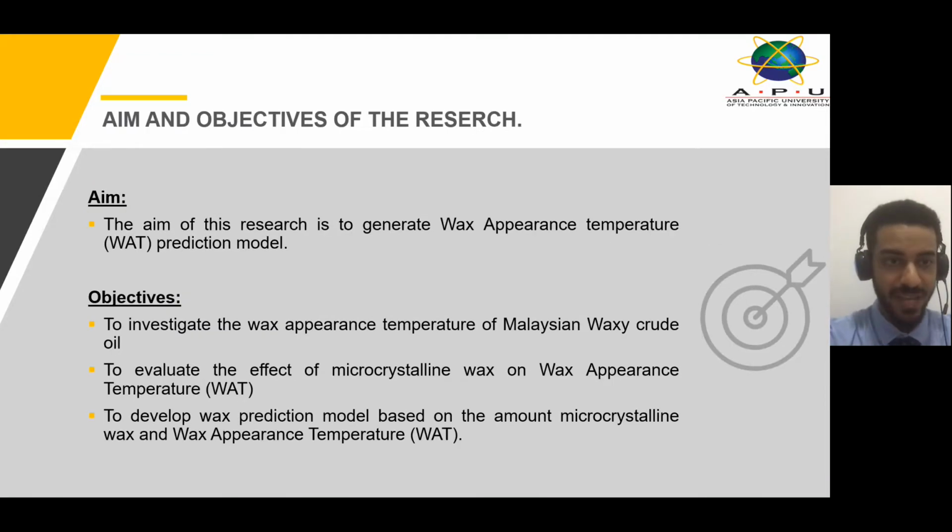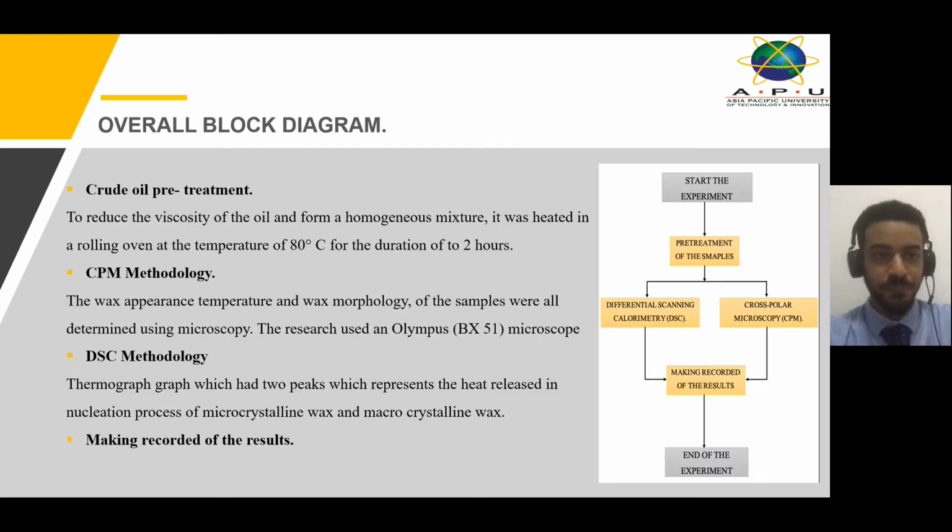So these are the aim and objectives, whereby the aim of the research is to generate a wax appearance temperature prediction model. The objectives are to investigate the wax appearance temperature of Malaysian waxy crude oil, to evaluate the effect of microcrystalline wax on wax appearance temperature, and to develop a prediction model based on the amount of microcrystalline wax and wax appearance temperature.